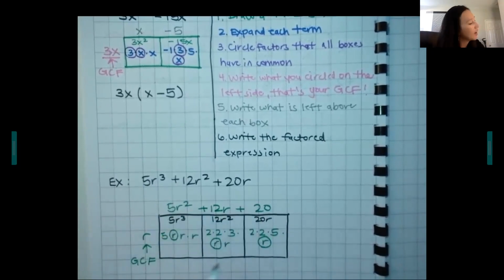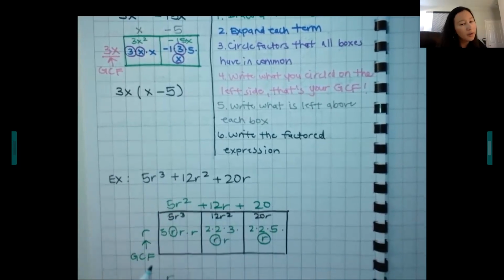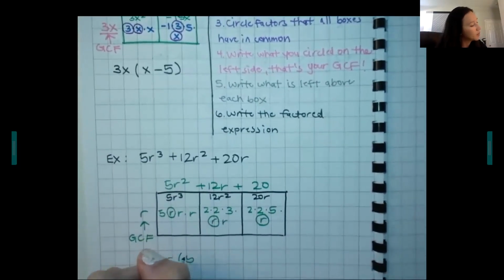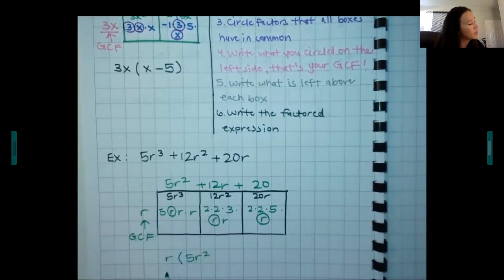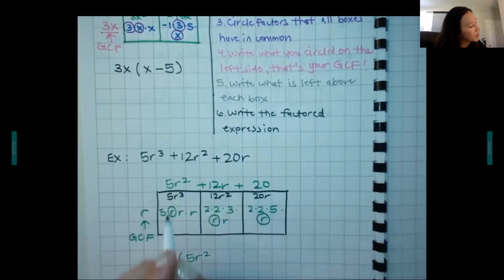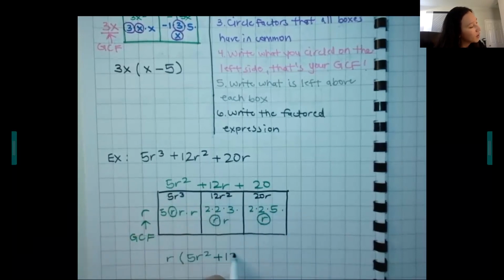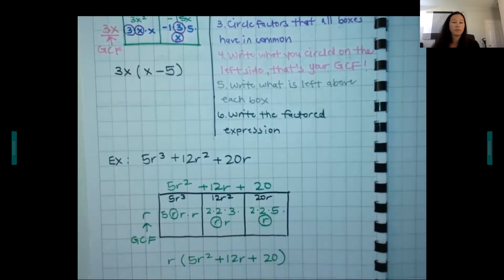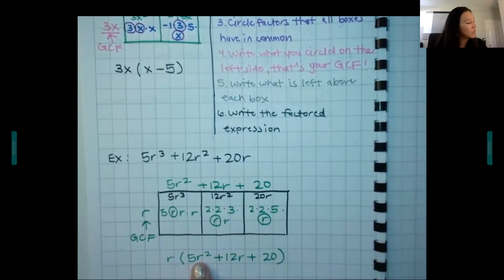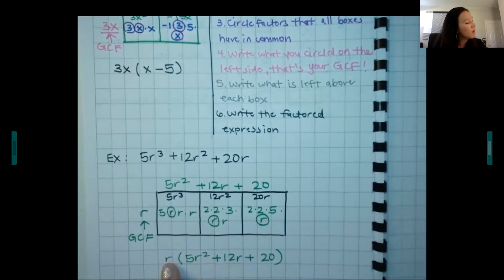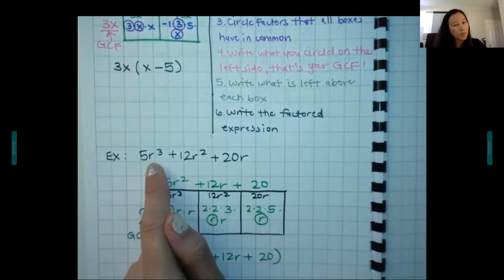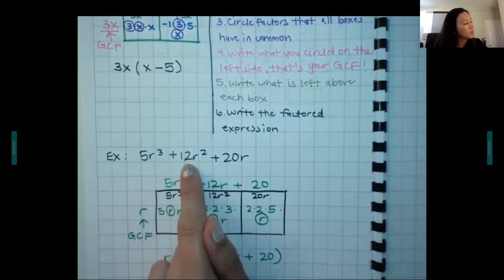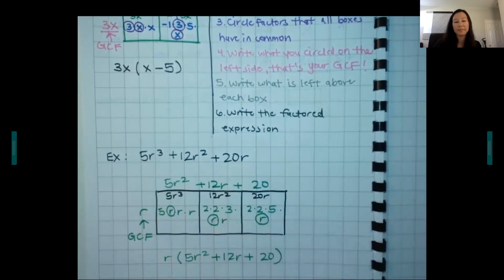And so now our factored expression is r times 5r squared. So we write our GCF outside and then whatever was left on the top. So 5r squared plus 12r plus 20. So if we multiply r times 5r squared, r times 12r, and r times 20, we end up with 5r cubed plus 12r squared plus 20r.